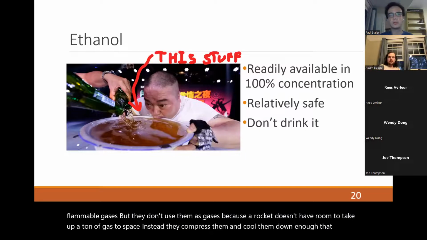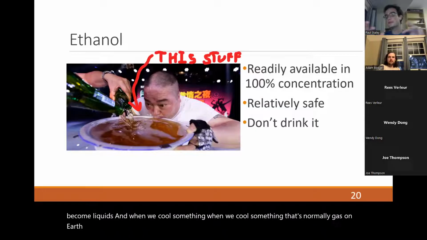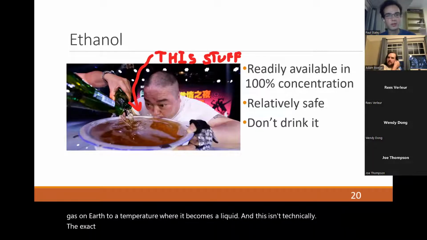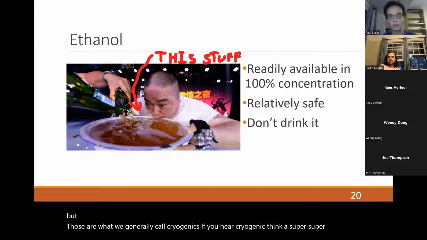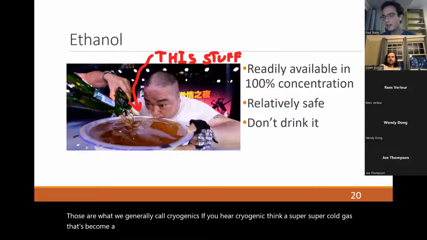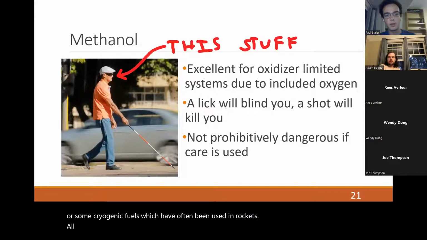And when we cool something that's normally a gas on Earth to a temperature where it becomes a liquid, and this isn't technically the exact definition for it, I'm just saying that because I don't want someone to be like, well, actually, those are what we generally call cryogenics. If you hear cryogenic, think a super, super cold gas that's become a liquid. Things like methane that comes out of your stove or just pure hydrogen are some cryogenic fuels which have often been used in rockets.